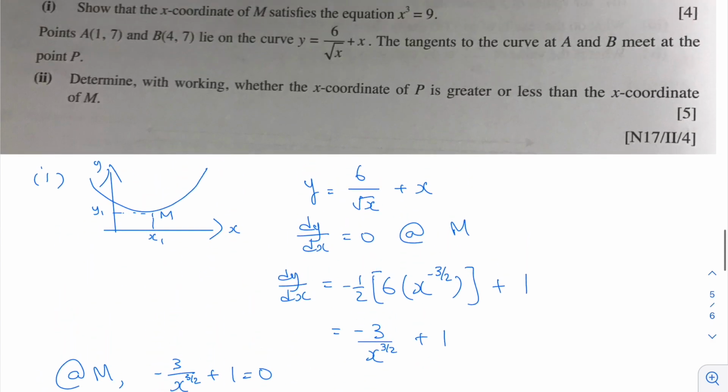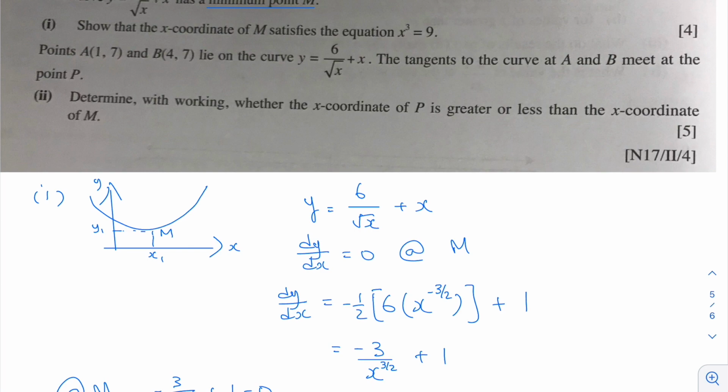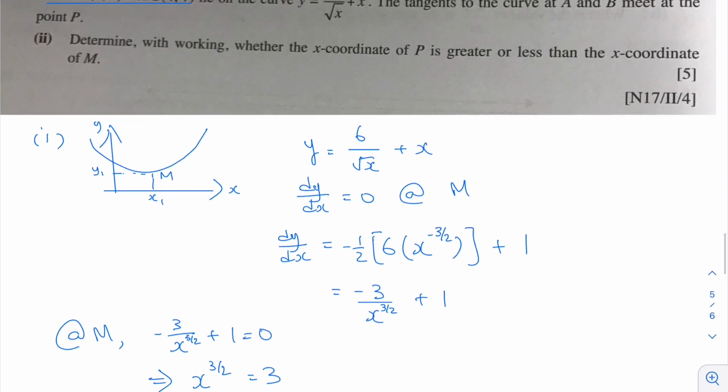Okay, part 2. Determine with working whether the x coordinate of P is greater or less than the x coordinate of M. So what is P? We have 2 points, A and B, that lie on the curve. The tangents to the curve at A and B meet at the point P. This is a little bit tedious. We need to find the tangents at these 2 points, then find the equation of each tangent and the point where these 2 tangents meet. The point where they meet is point P, the intersection point.